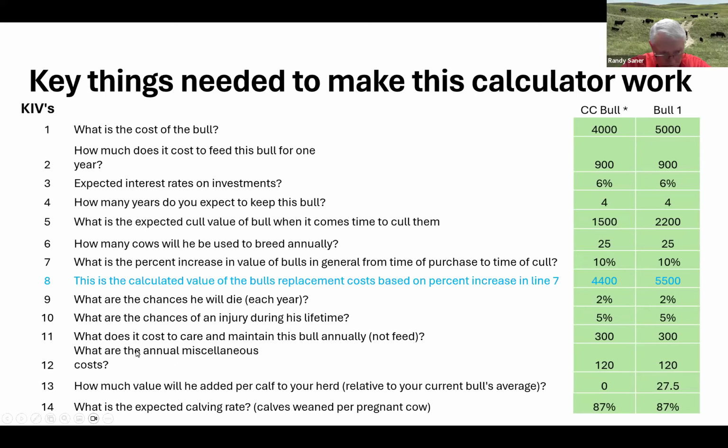There are also miscellaneous costs. Miscellaneous costs is anything that we missed in the feed cost and in the other costs. So we put $120 to capture those things that we missed. So now we have 900 plus 300 plus 120. That's basically the cost of the bull. Now, how much value will be added per calf?